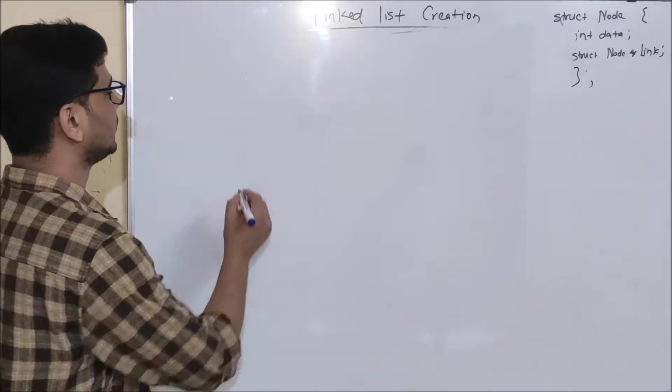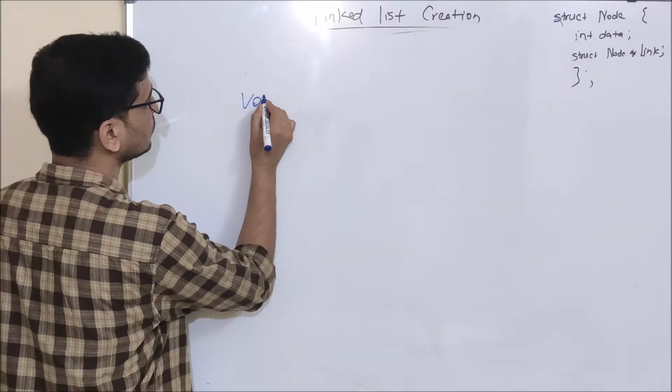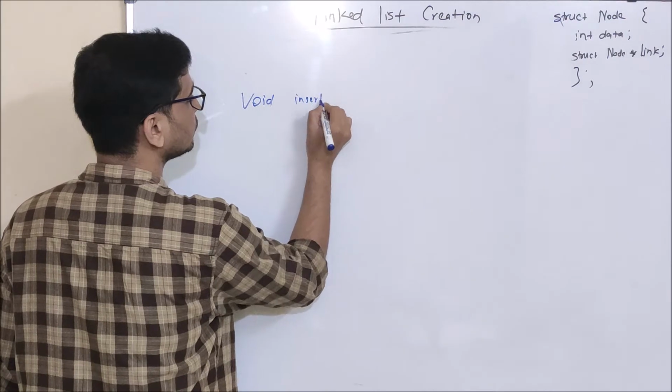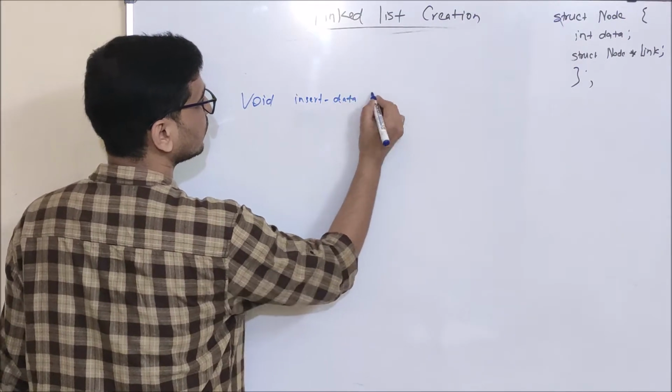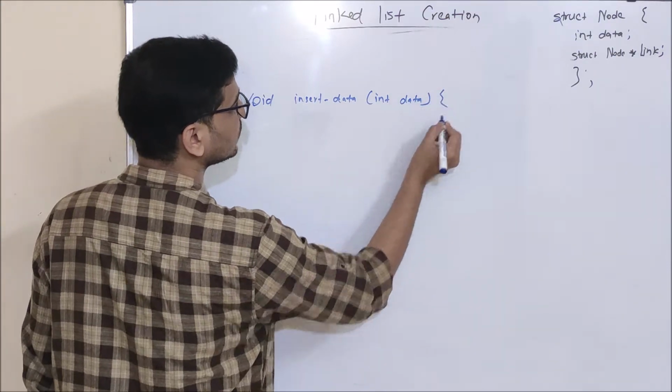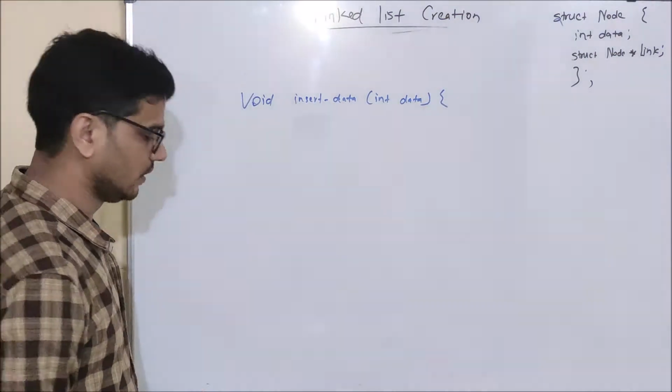Okay, now let's write insert data function. It will return nothing. Okay, insert data, it will take one parameter, and what will be that parameter? What is the value we want to insert in the linked list.